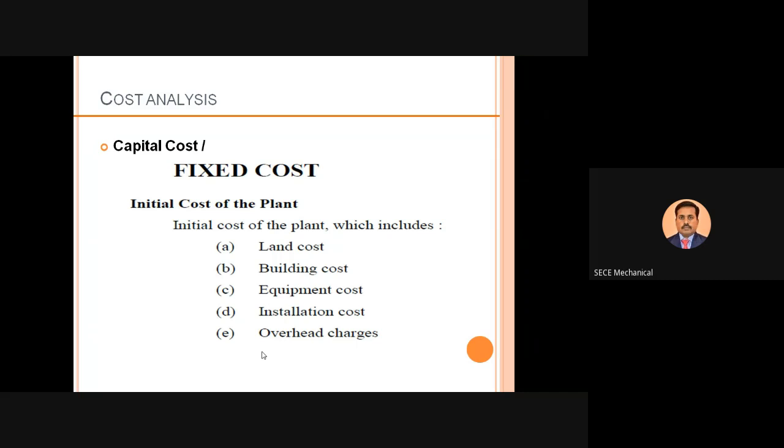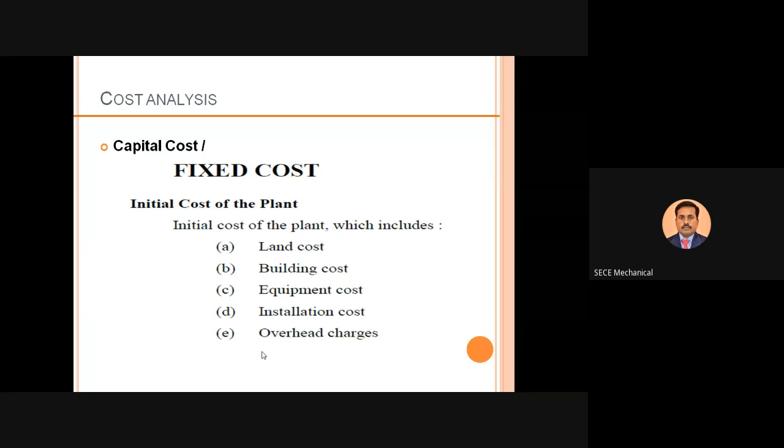So capital cost is classified first as fixed cost. In that fixed cost, we are going to discuss different types of cost. Under the fixed cost, there are so many costs involved. So the initial cost of the plant, we can call it fixed cost. What are the costs which it includes?